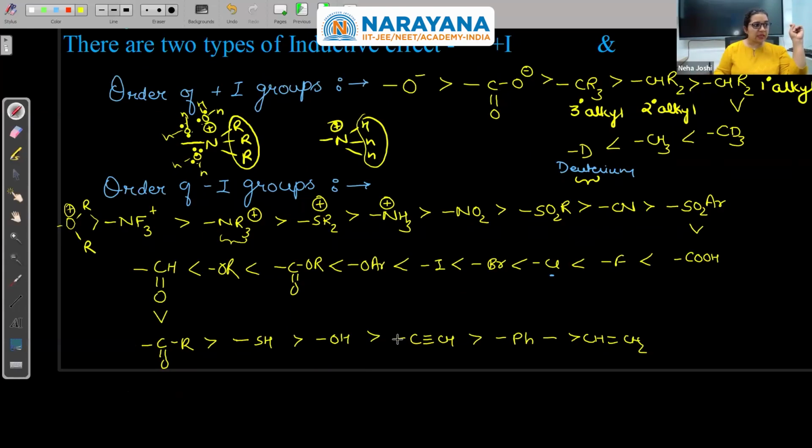These three are easily explainable, right? This is an sp hybridized group. Here it is sp2. This is also sp2. But in phenyl sp2, there are further carbons which can cause extra minus I. Is that absolutely okay? And therefore, it is a stronger minus I group than simply CH double bond CH2.